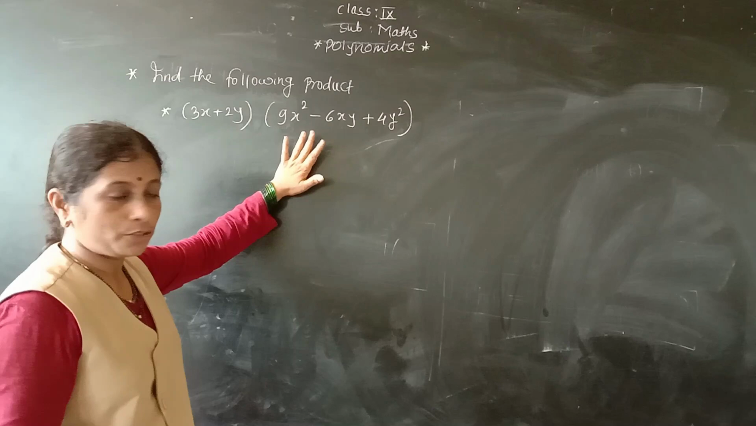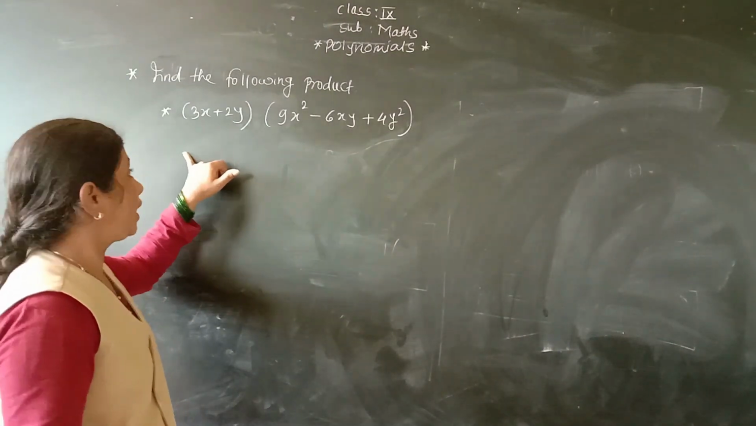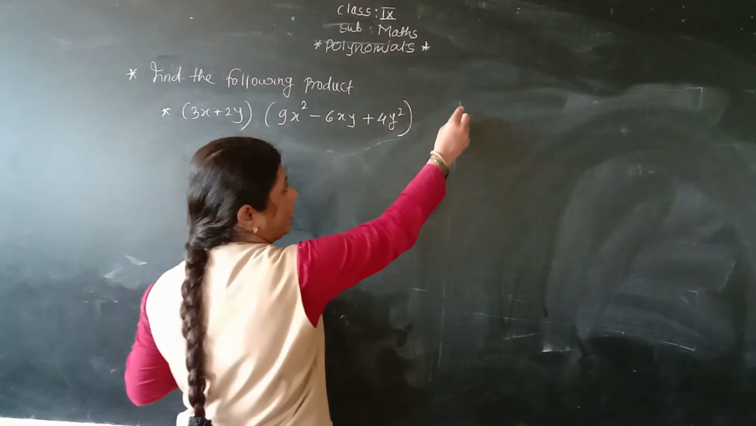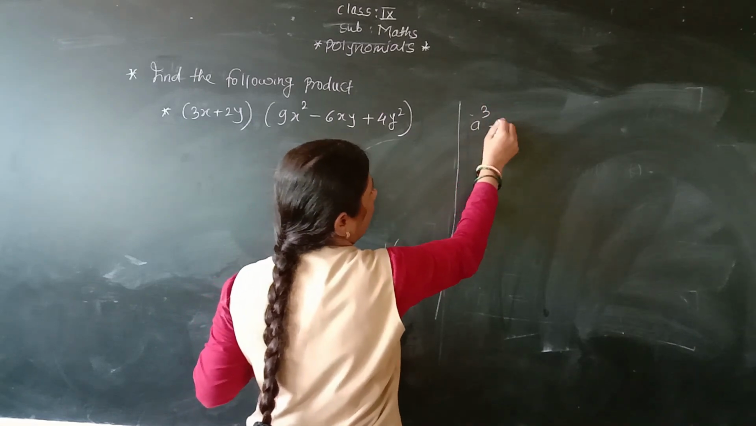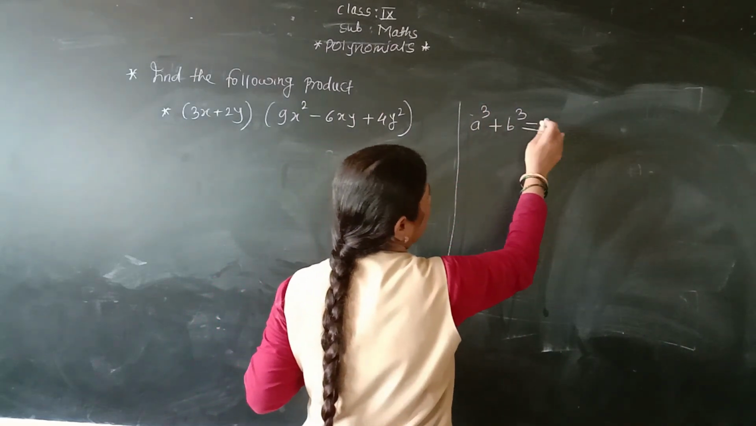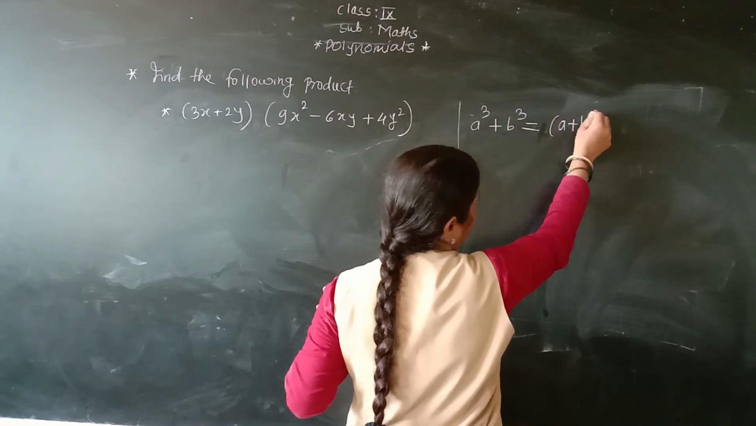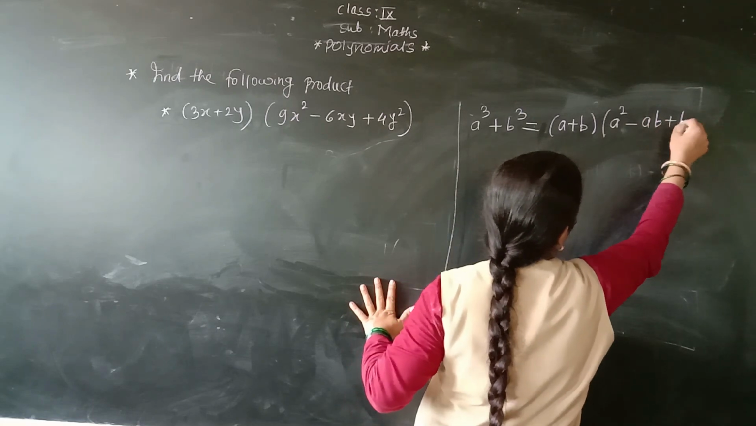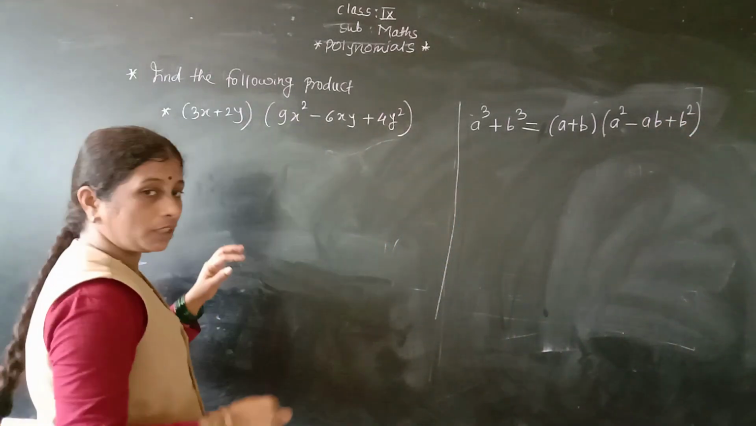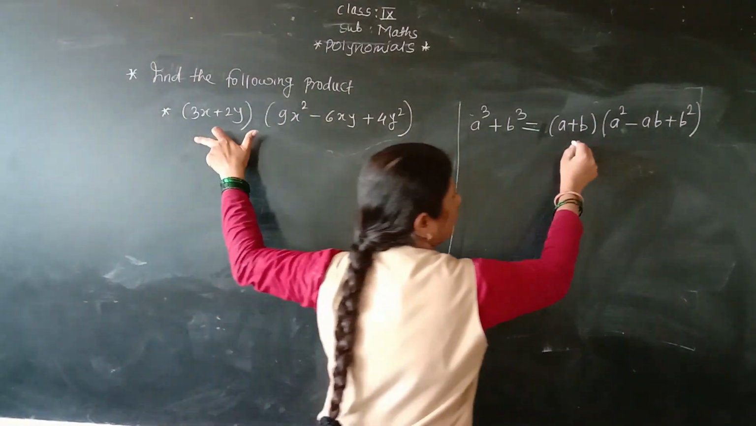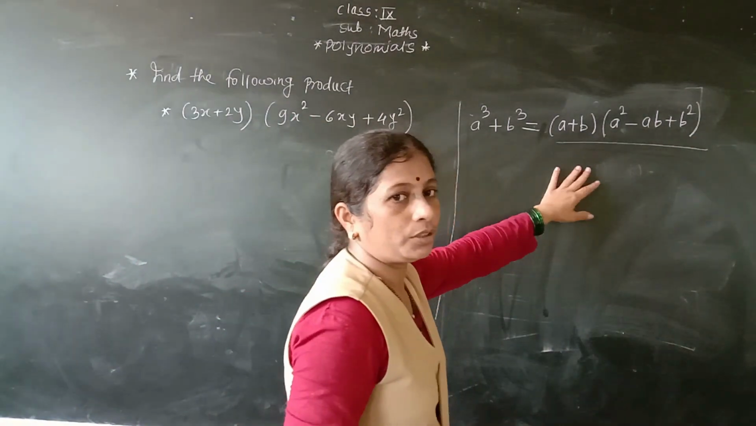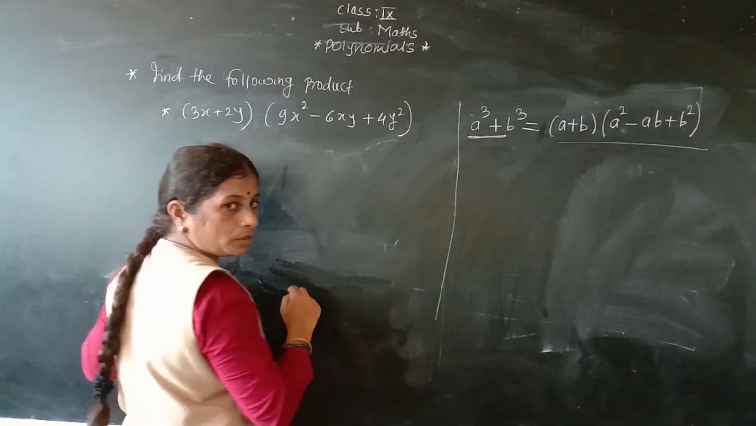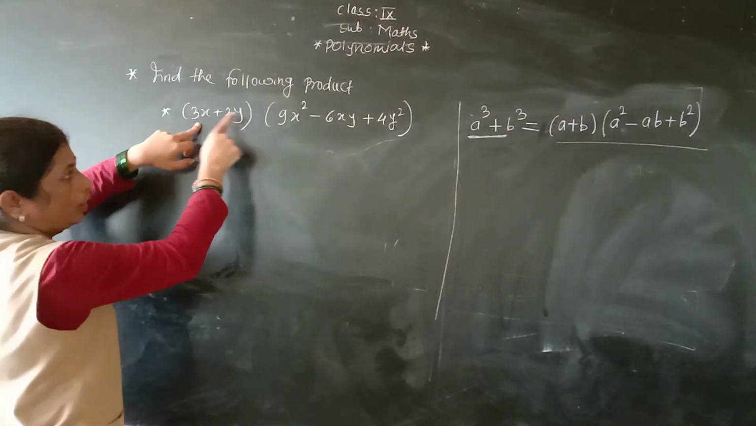Find the following product, right? We have learned this identity, a cube plus b cube. What was the expansion? Here (a plus b), and the second bracket a square minus ab plus b square. Now here we have been given the example in this form, the factors form like this. So we have to find the product, meaning the final answer, from this form. Here we have no need to find what the actual a is.